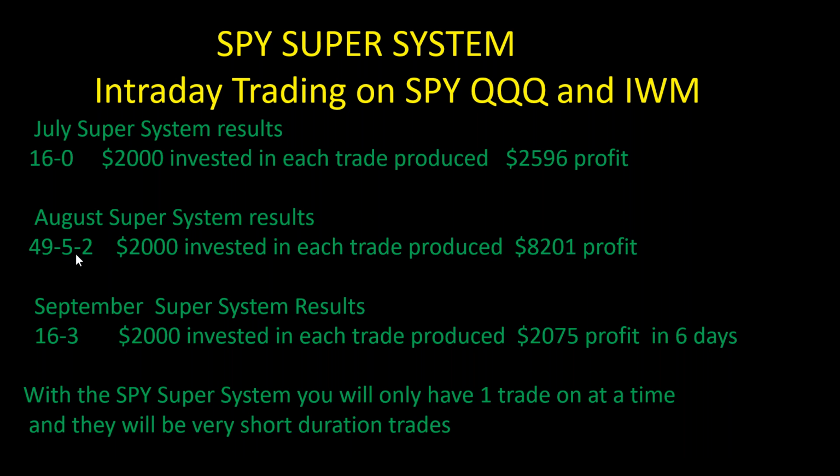August, we got serious about it and we started taking a lot of trades. I was 49, 5, and 2: 49 wins, 5 losses, 2 scratches. $2,000 invested in each trade produced $8,200 in profit. In September, we're just kind of getting underway. We've only been trading 6 days: 16 and 3. $2,000 invested in each trade provided $2,075 in 6 days.